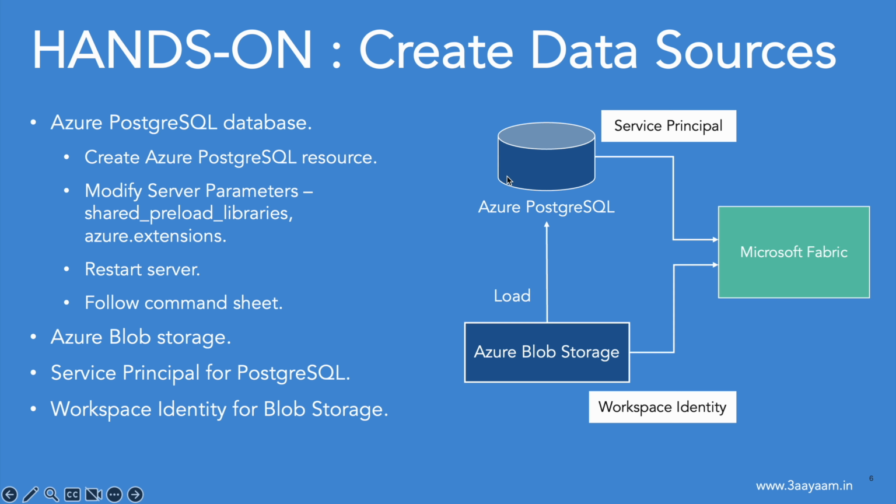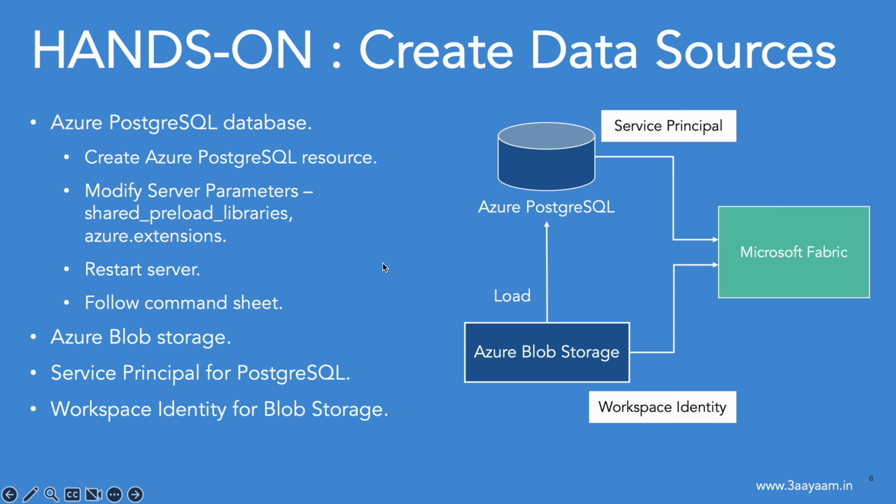For Azure PostgreSQL, I'll be creating a service principal, and for Azure Blob Storage, I'll be creating a workspace identity. Using these two, Fabric Data Factory can connect to these two different sources and perform the downstream tasks that it is supposed to do. Not only that, I'll be loading the PostgreSQL database from files which are there in Azure Blob Storage.